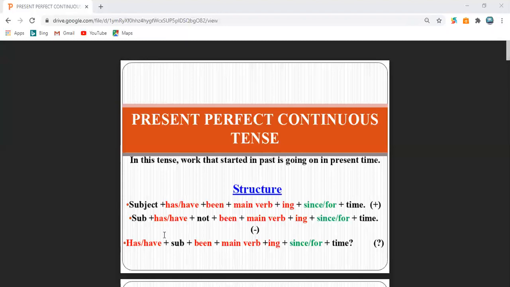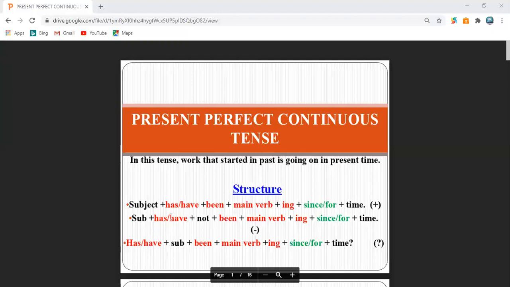Now come to the question structure of this type of tense, present perfect continuous question. How will that be? This has and have, as you can see on the screen, will be put at the start of the question sentence, and this is how a question will be made. But if the sentence has a question word in it, which is a WH word, then that question word will come at the start, and has and have will follow after it. But if there is no question word in the sentence, then only the has or have helping verb will come at the start of the sentence.